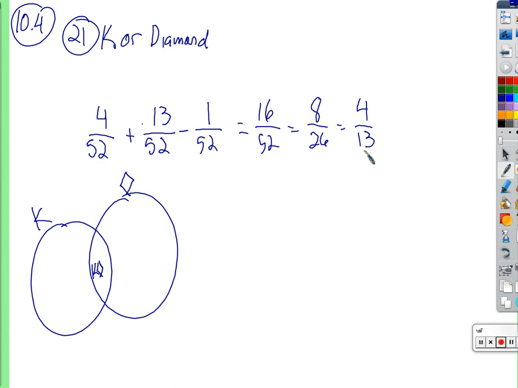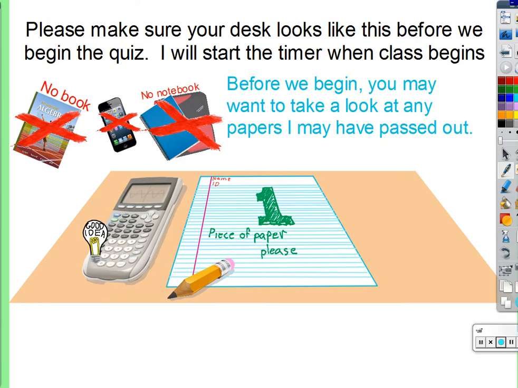You ready to go? Yes. Good. All right, let's put everything away. Push one. We're all ready. Let's run.